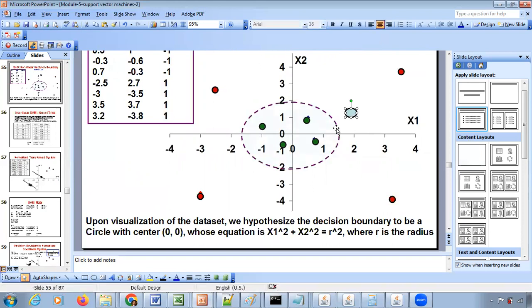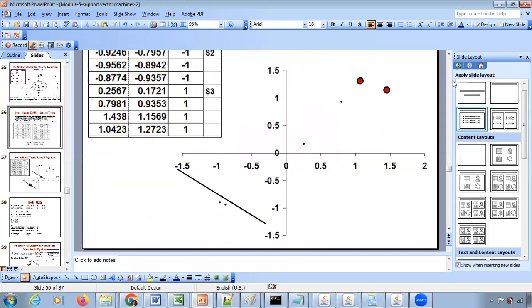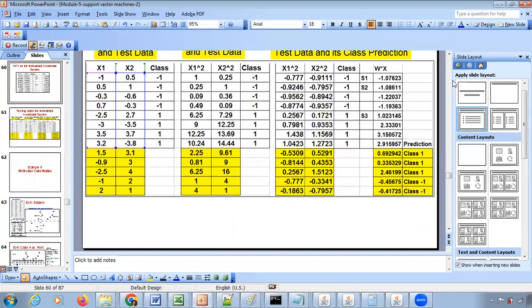Again, as I said, the circle is something I'm showing here. The actual decision boundary could be a little different than this one. So again, this test data point is relatively closer to the green data points compared to the red ones. So it could also get classified as class -1, the green class. So let us see. These are the normalized values, and we get W times X is -0.41725, and that's again less than 0, so it says class -1.